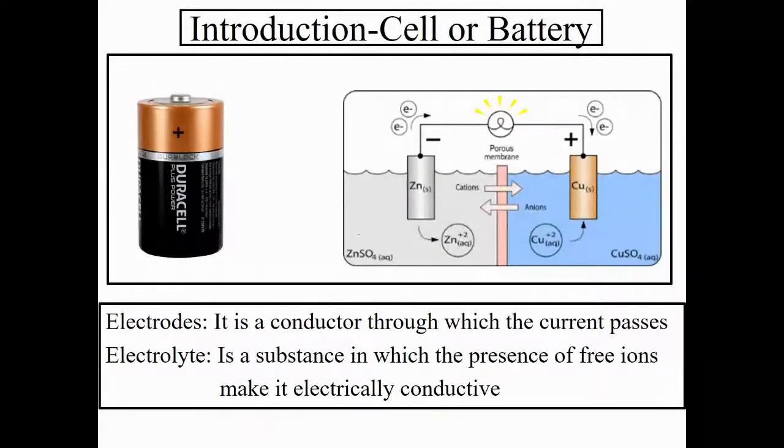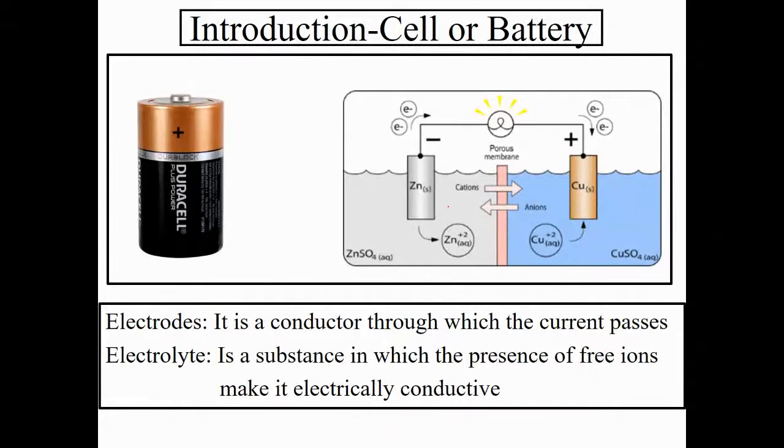Let's start with the introduction. Introduction about the cell or battery, because in our day-to-day life we are using battery cells for so many applications. My dear, listen carefully. If you have a battery, there are two important things. One is electrodes, and the second one is electrolyte. What are electrodes? The electrodes are a conductor through which the current passes. That means you have the positive terminal and the negative terminal. That is called the electrodes in the battery. I'm talking about only the battery. And here is the internal view of some voltaic battery cells.